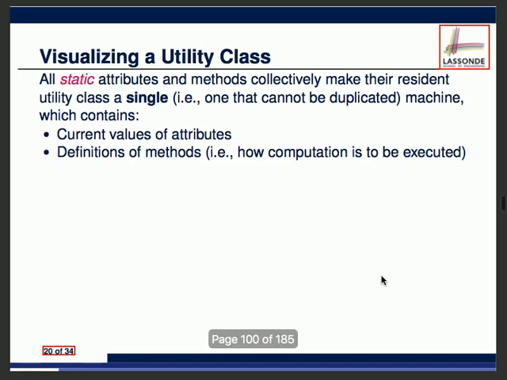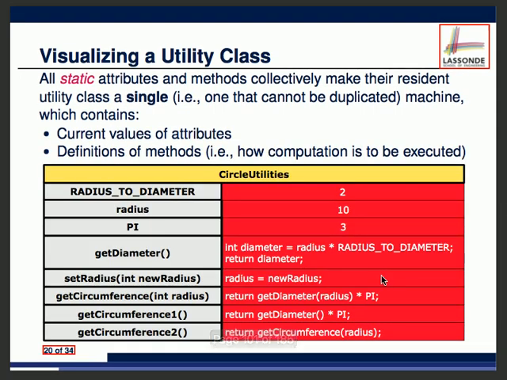You can think of this as a single big box. We have 3 attributes: radius to diameter, which has the value 2, radius, which has value 10, and pi, which has value 3. And then we also got the definition for all the static methods. So that's how you can visualize a utility class. There's a single place in memory that stores all such information.